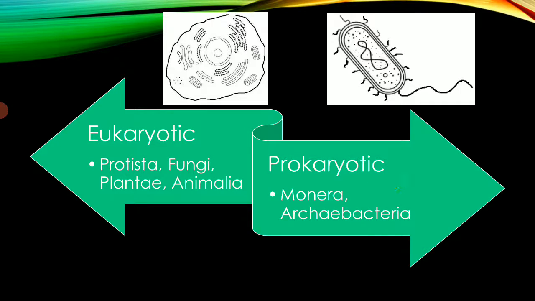The prokaryotic cells are the first cells. Before anybody else, it was the prokaryotes that inhabited the earth. So the prokaryotic cells mainly include the Monera kingdom as per the 5 kingdom classification. That includes the bacteria. So all bacteria are prokaryotic.